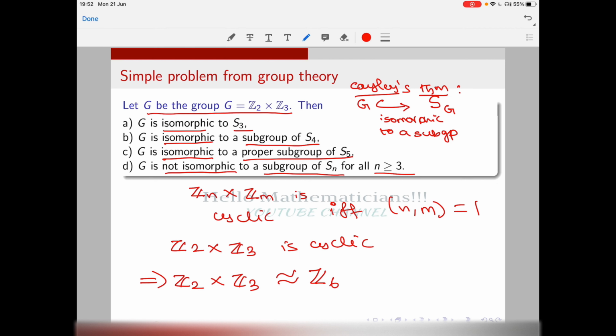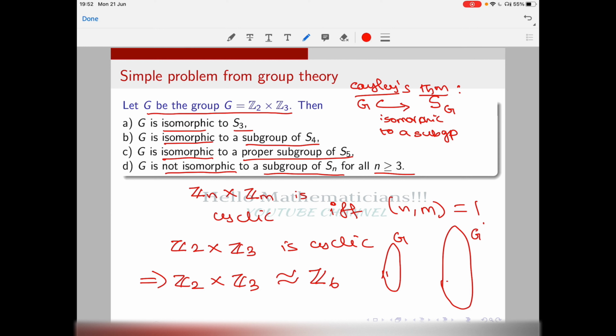Now suppose we have this group G and we have our bigger group. Say this is our G, a cyclic group of order 6.